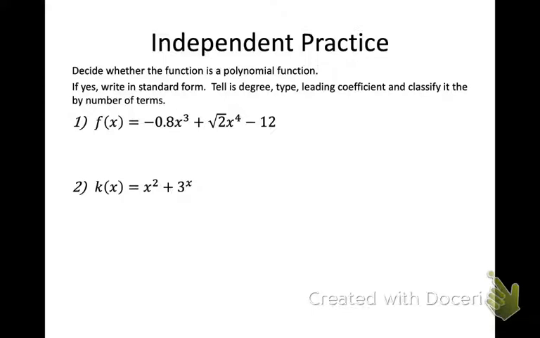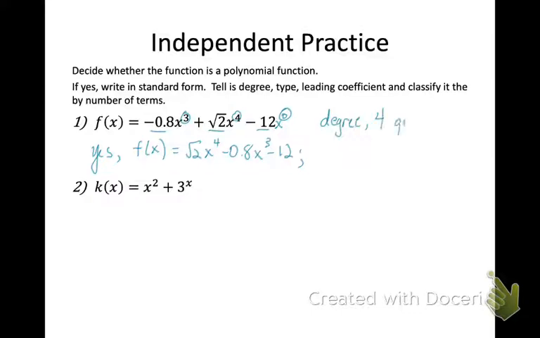Now, do some independent practice. So pause the video, work numbers 1, 2, and 3, and then come back and check your work. All right, welcome back. So let's look at number 1. You are classifying, and so we have whole number exponents and real number coefficients. So yes, it's a polynomial. In standard form, you will have your x to the 4th term first, then x third, and then your constant. Its degree is the biggest exponent, which is 4, and that is a quartic.